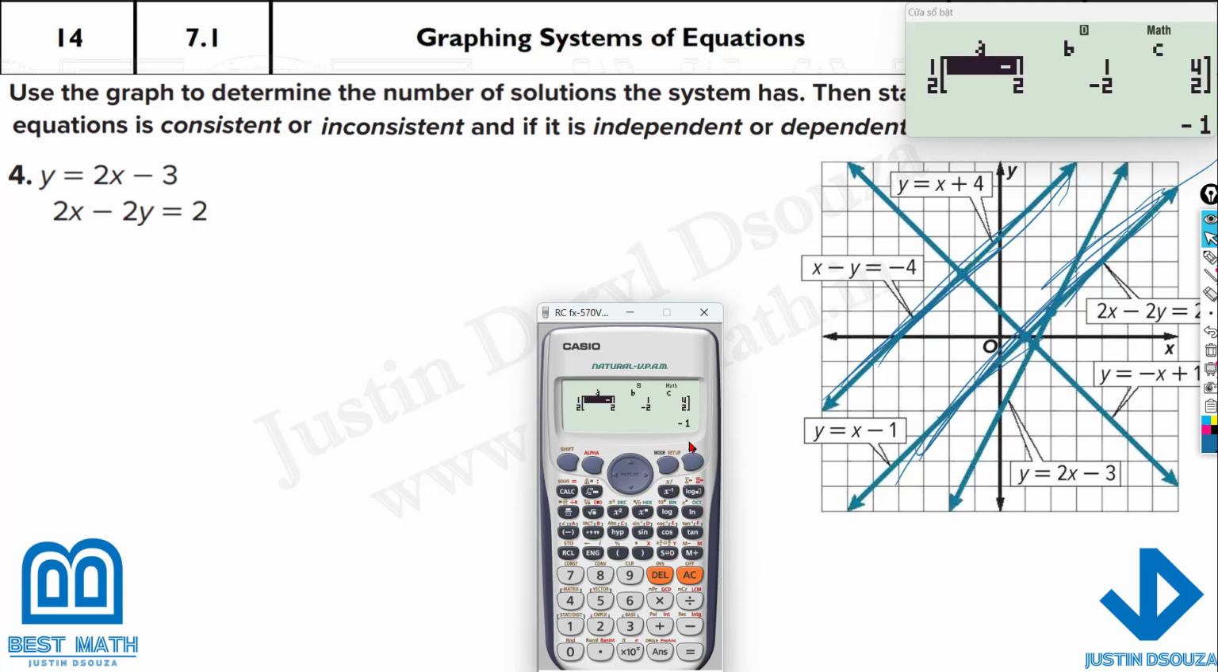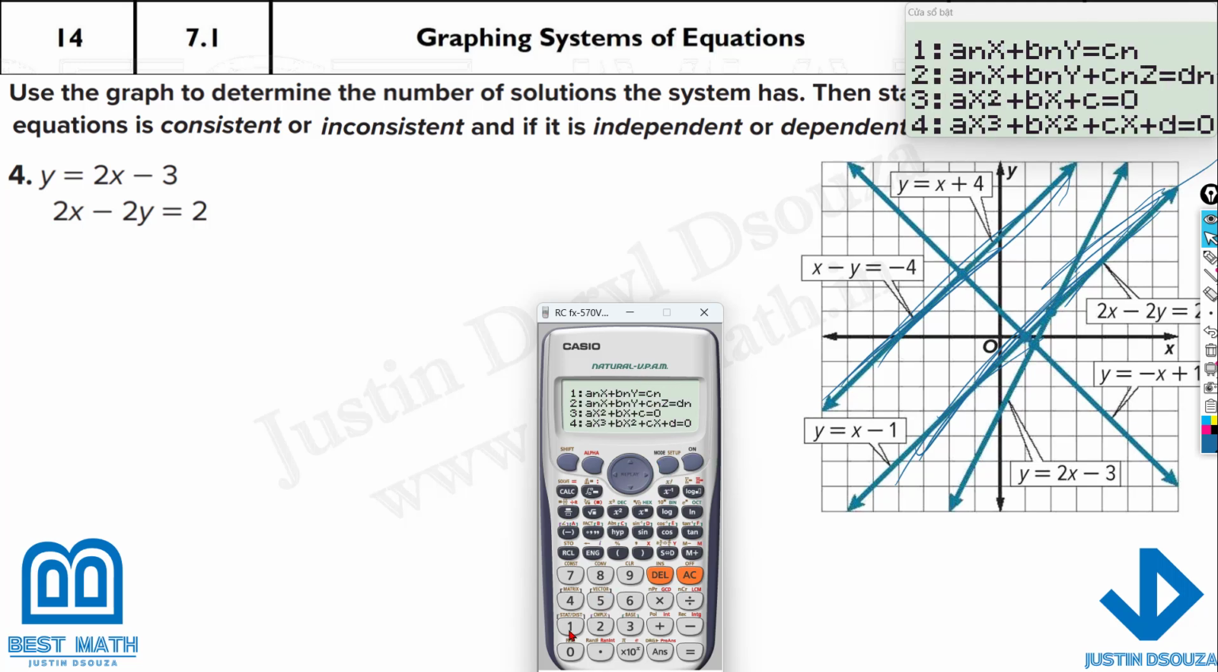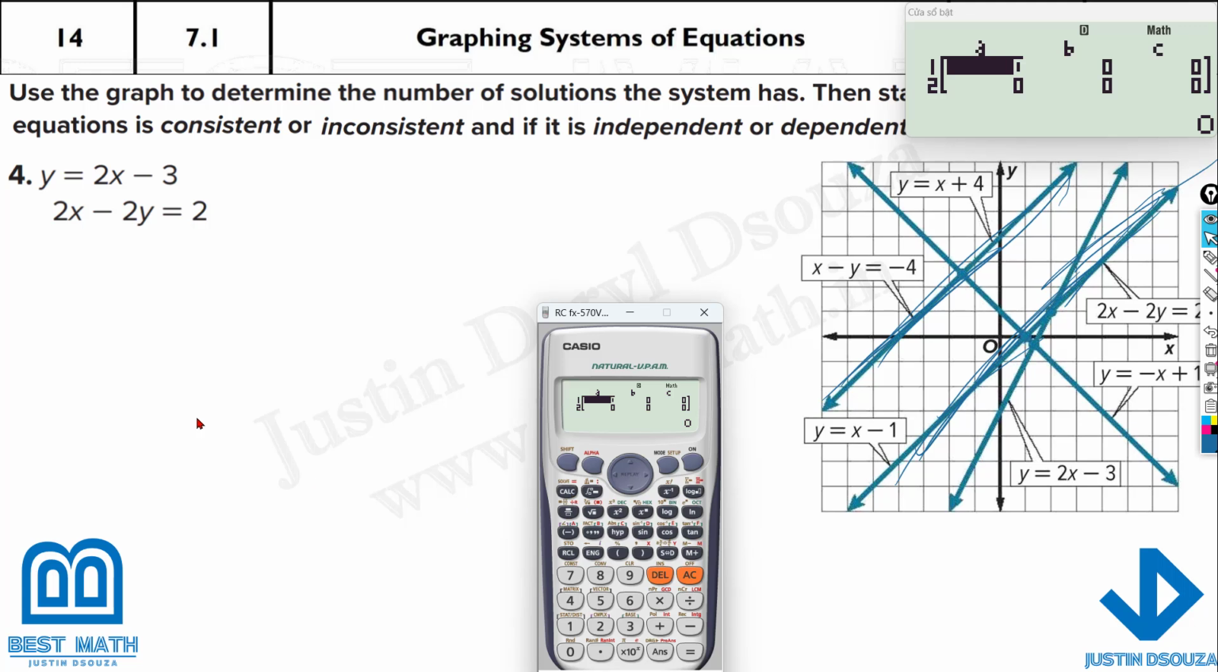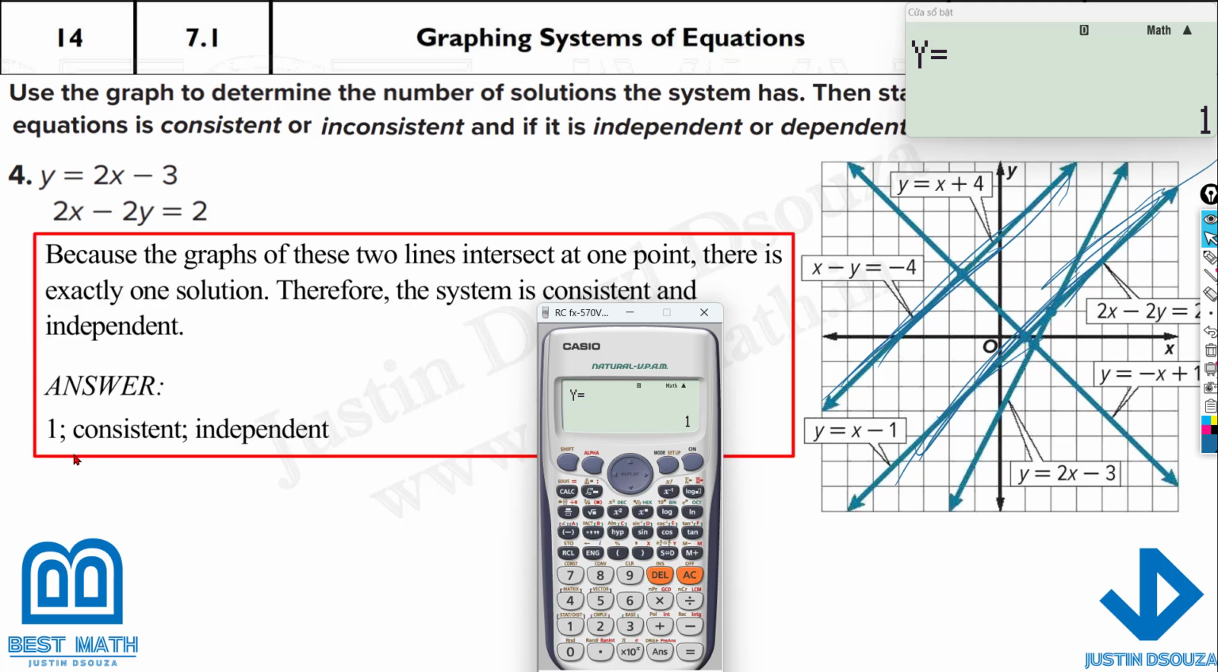What about the last one? Again, because we are in the simultaneous equation mode, it will open up. Otherwise, you need to press MODE 5, 1 and you will get this option. Now it will be minus 2, 1, and that is equal to minus 3. Here we have 2, minus 2, and 2. It's 2 and 1. That means there's a solution. They are intersecting. It should be consistent, independent, with one solution.